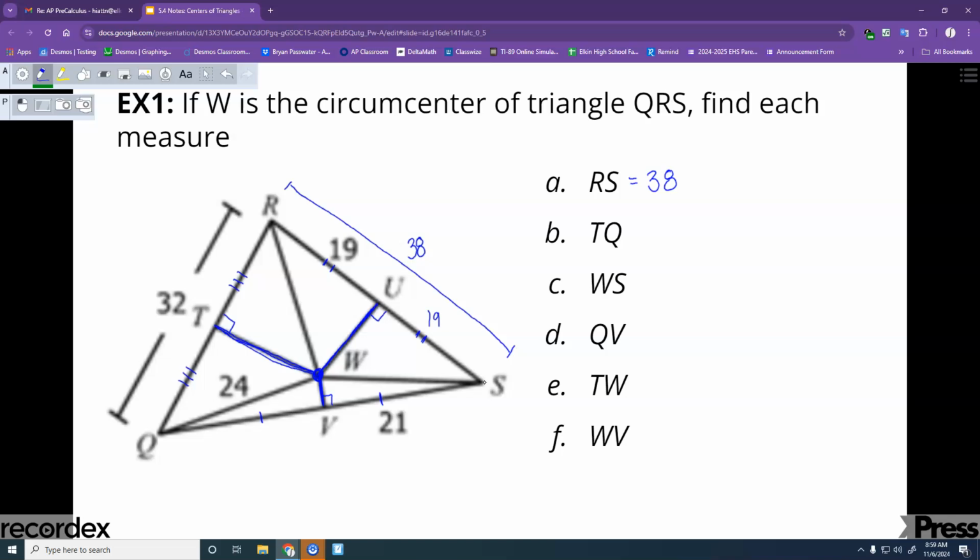All right. Then it asks us for TQ. Who can tell me what they would get for TQ? Okay, Jeremy's saying 16. How do you know? It's half of 32. They gave us the whole side here. We just got to cut it in half, right? Because it's been bisected there. So this would be, QT would be 16.